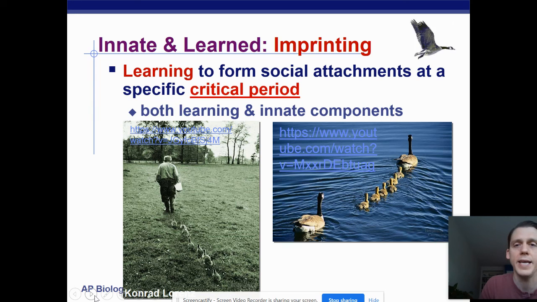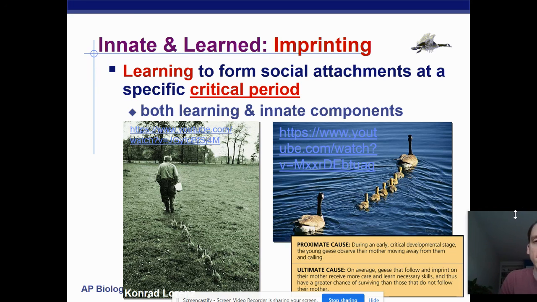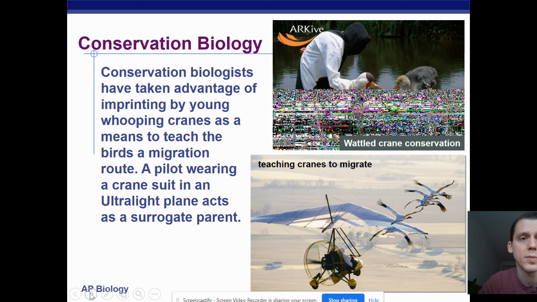So both innate and learned. The proximate cause: during an early critical development stage, the young geese observe their mother moving away from them and calling. And then the ultimate cause: on average, geese that follow and imprint on their mother receive more care. So that's the proximate and ultimate cause of imprinting.